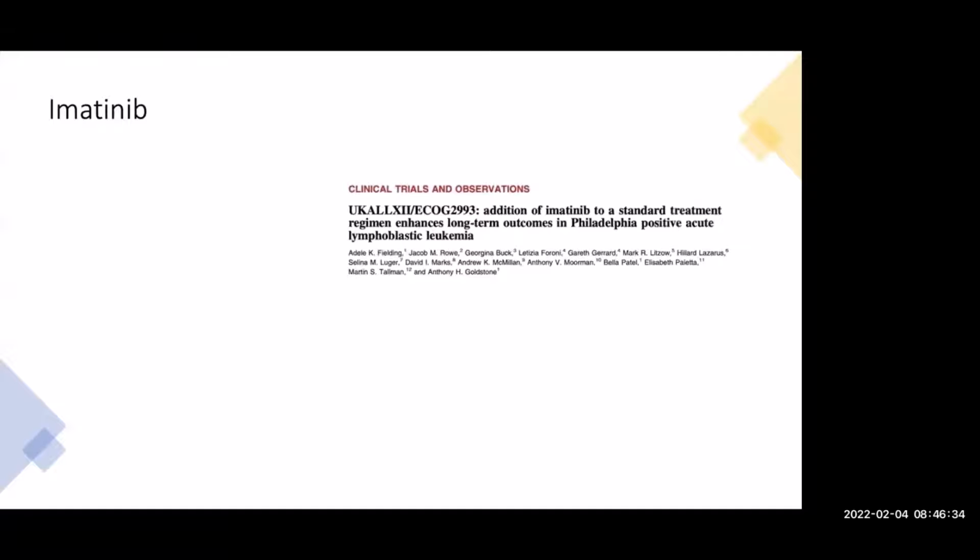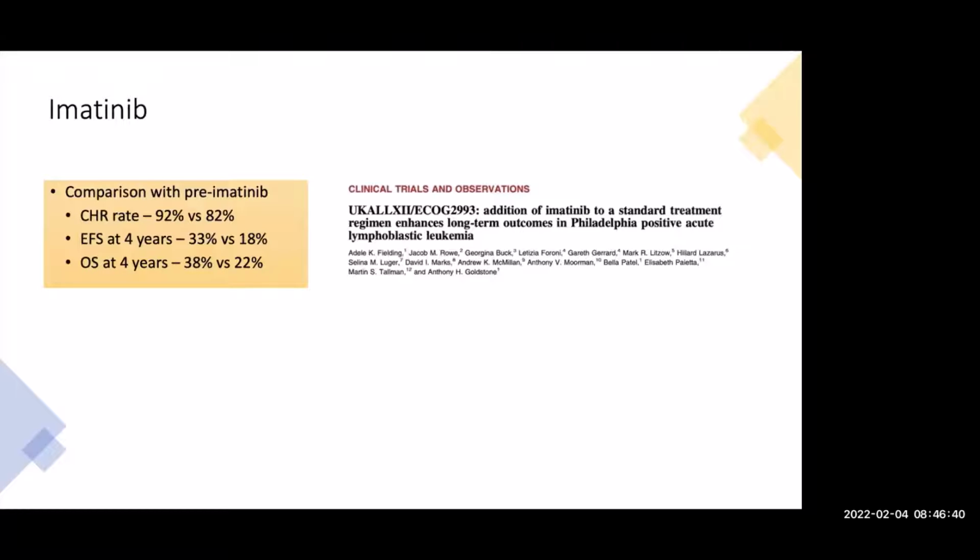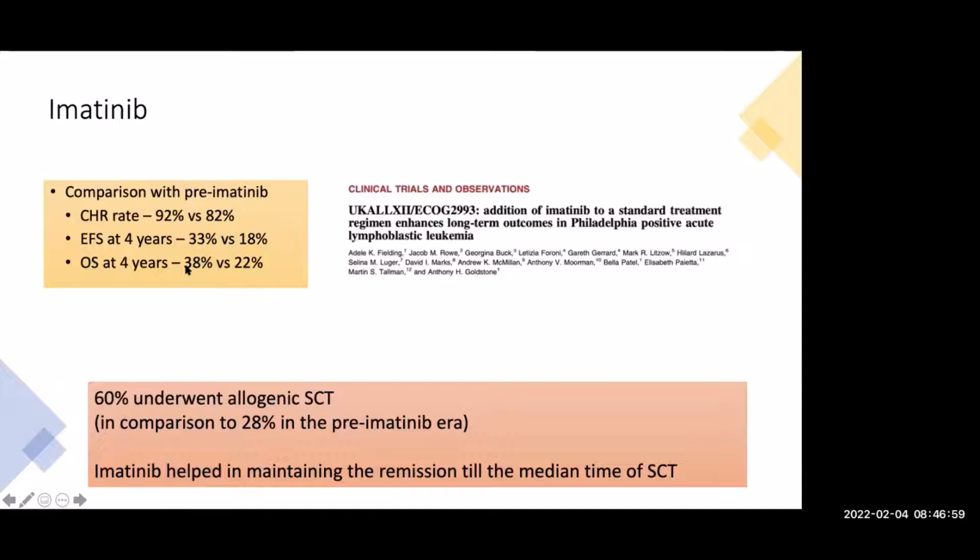So the treatment protocol which I mentioned before, they just modified it by adding imatinib to it, and what they found was that imatinib just changed the whole picture. Imatinib improved the CHR rate from 82 to 92%. The EFS, which was 18%, became 33%. The OS, which was 22%, became 38%.